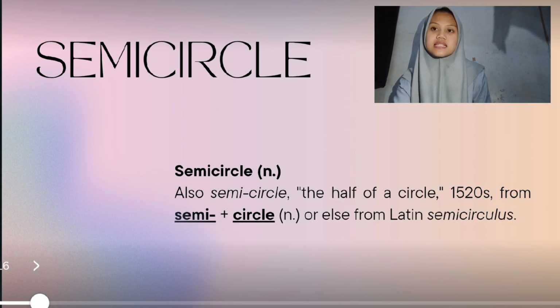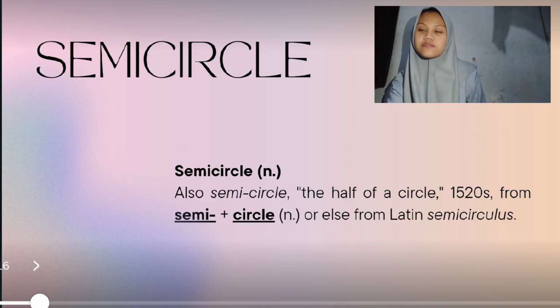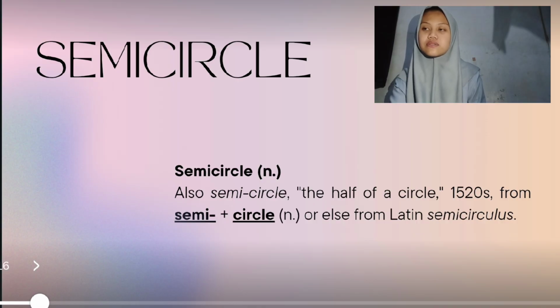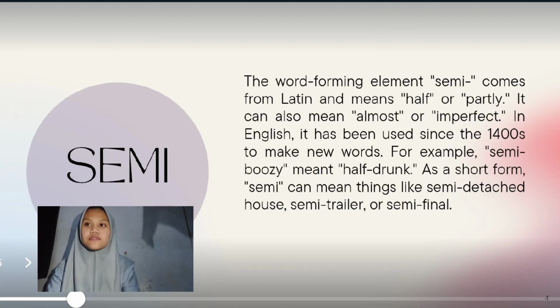The first is semicircle. Semicircle is a noun. The meaning of semicircle is the half of a circle. From semi plus circle, or else from Latin semicirculus. The word-forming element semi comes from Latin and means half or partly. It can also mean almost or imperfect.